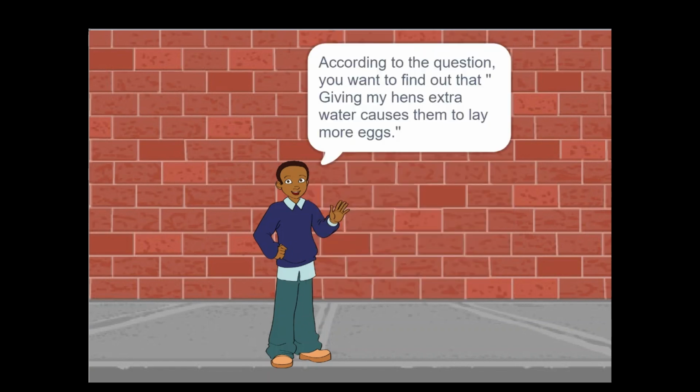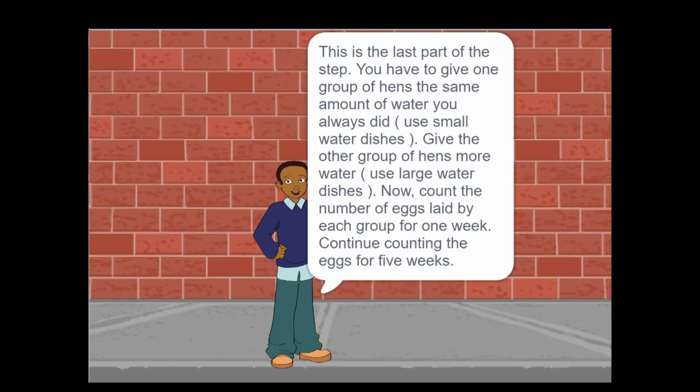According to the question, you want to find out whether giving your hens extra water causes them to lay more eggs. This is the last part of the step. You have to give one group of hens the same amount of water you always did. Use small water dishes. Give the other group of hens more water. Use large water dishes. Now, count the number of eggs laid by each group for 1 week. Continue counting the eggs for 5 weeks.